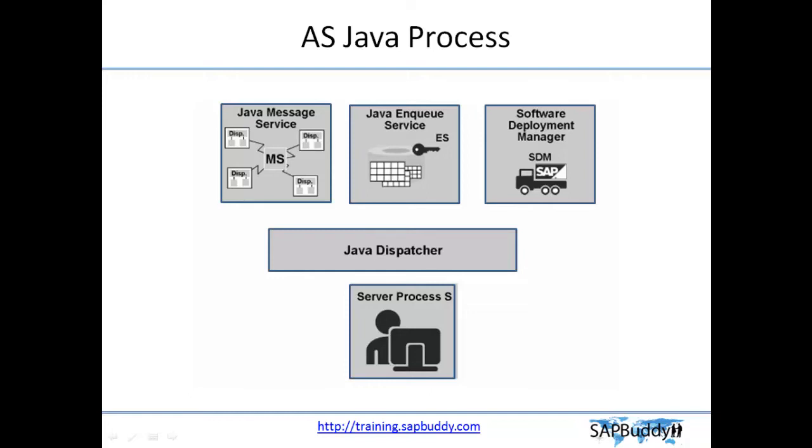And you can also see the enqueue process here, enqueue services. Yes, it's similar to ABAP. So all the logical locks will be executed by the enqueue services. You could also see SDM, that is Software Development Manager. The Software Development Manager is basically a standard tool which is provided by SAP to install Java software components in the SAP Web Application Server Java.